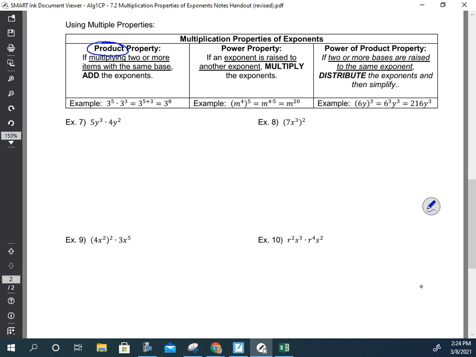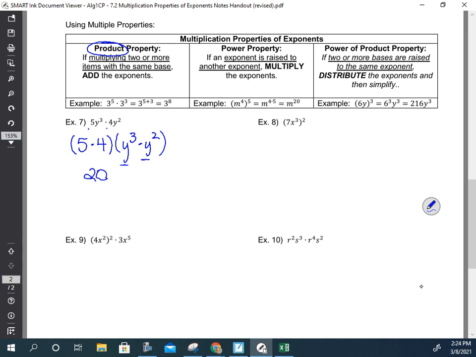But Mr. Lowe, there's a 5 and a 4 sitting in front. It's a multiplication problem. Take the 5 and the 4, multiply them together, and then put the variables together. Don't act scared because there's numbers in front. You can easily do that. What's 5 times 4? 20. Okay. 5 times 4 is 20.